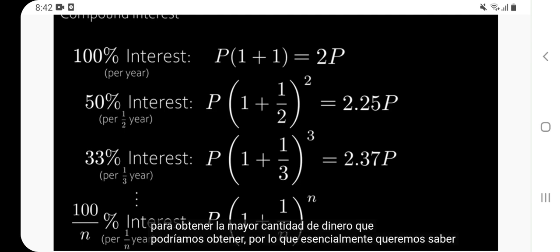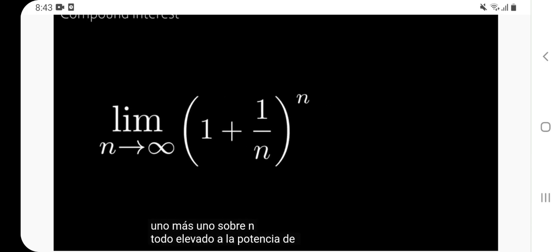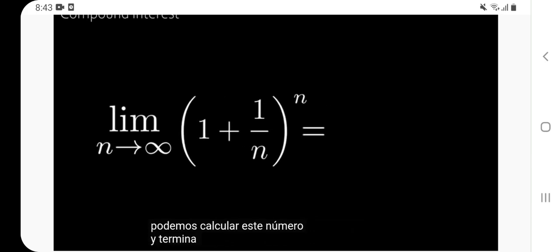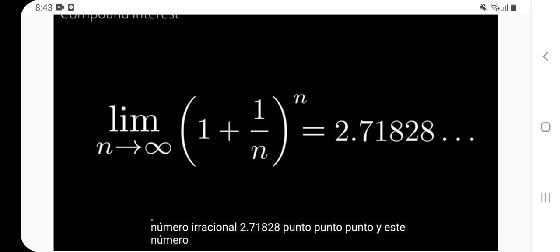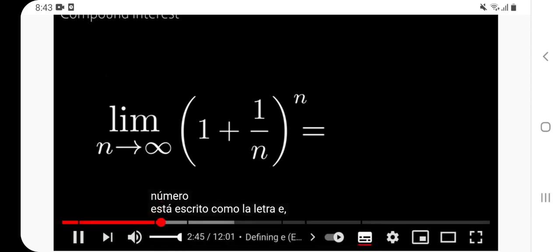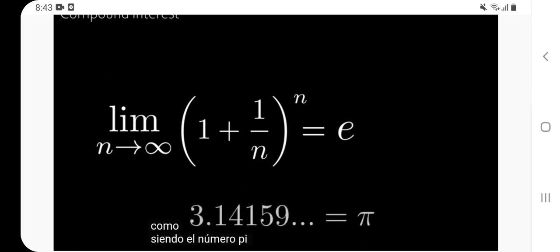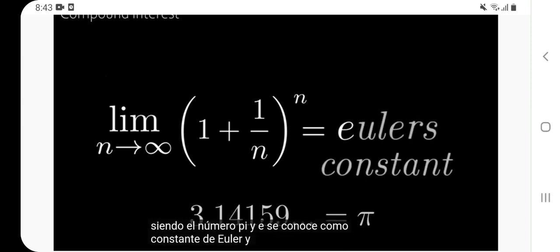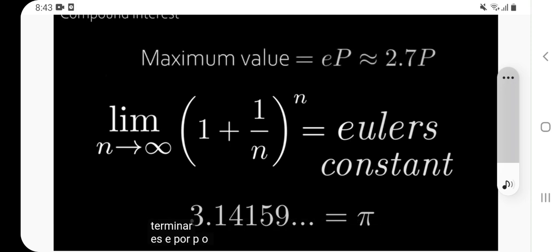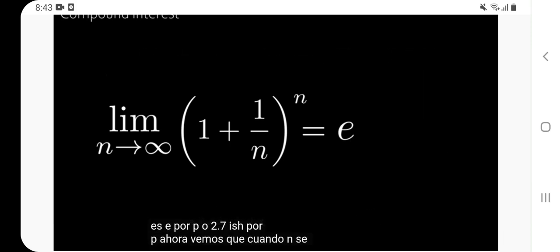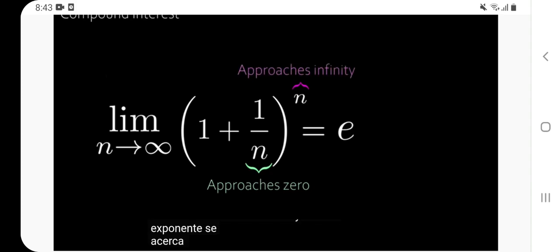So essentially, we want to know the limit as n approaches infinity of (1 plus 1 over n) all to the power of n. And actually, we can calculate this number, and it ends up being the irrational number 2.71828... This number is famously written as the letter e, similar to the way that we write 3.141... as being the number pi. And e is known as Euler's constant. What this means is that the maximum amount that we could end up with is e times P, or 2.7-ish times P. Now, as n approaches infinity, 1 over n approaches 0, and n in the exponent approaches infinity, of course.